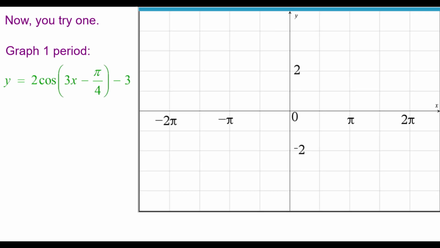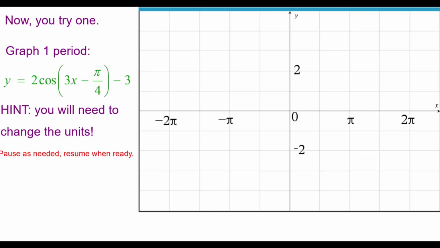Now you try one, and this is going to take a while, so you're going to have to pause for quite a long time. But just graph one period of this equation. Hint, again, you're going to need to change the units. Pause for a while, resume when you're ready.